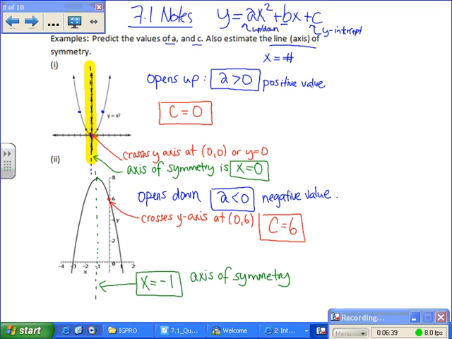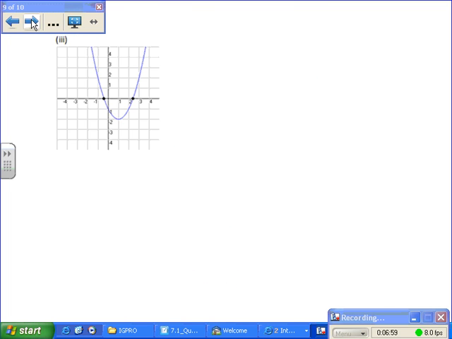A little bit later, we'll actually calculate the axis of symmetry. So right now we're just estimating it by looking at the graph. And if you have a ruler, you should be able to very accurately estimate it. But we will a little bit later find a mathematical way to check the axis of symmetry using 2 points on the parabola. Let's do the last example here in your notes.